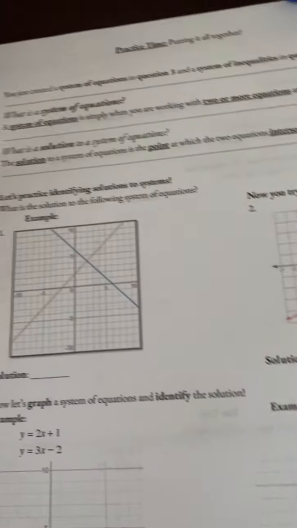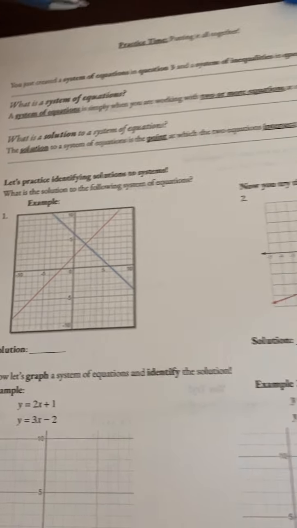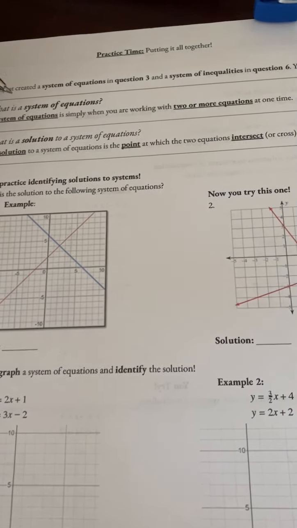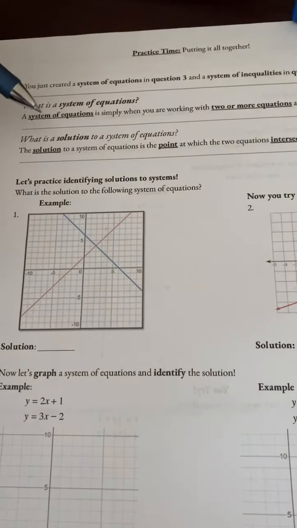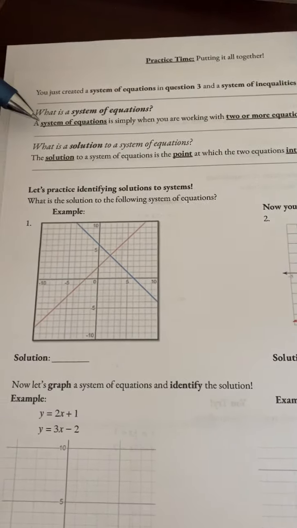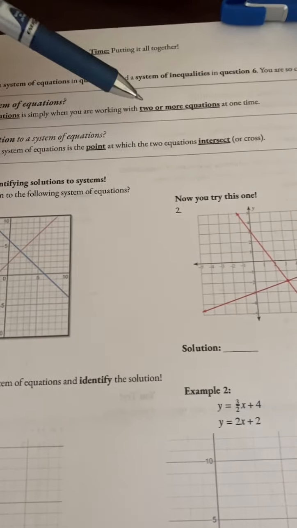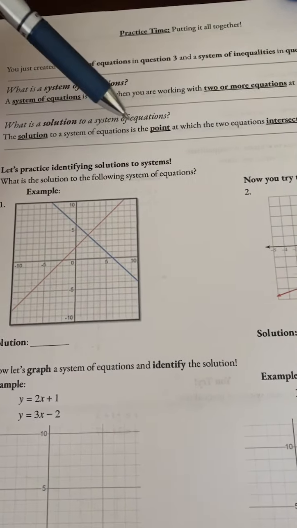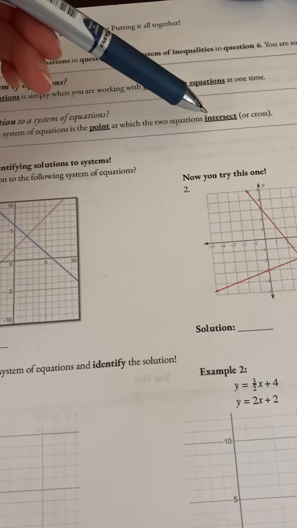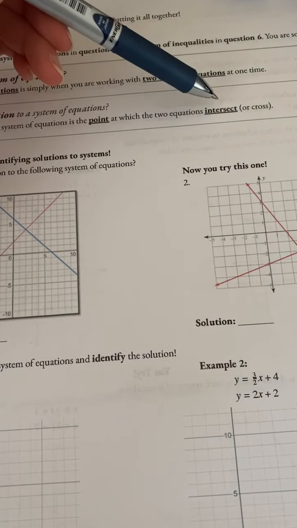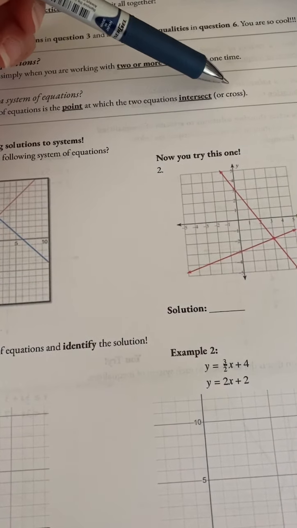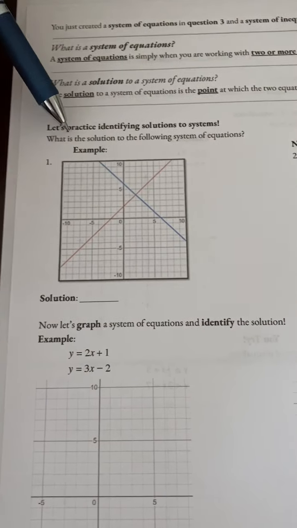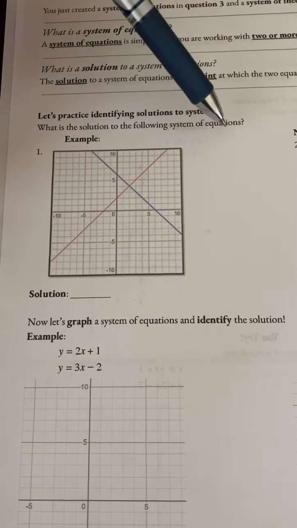So now we're going to talk about systems of equations. I feel like most of you probably talked about that a bit in your classes before school closed. But just a quick refresher, a system of equations is just when you have 2 or more equations at one time. The solution to a system of equations is the point where the 2 equations intersect. That's the fancy term, but in other words, you can think of where they cross.